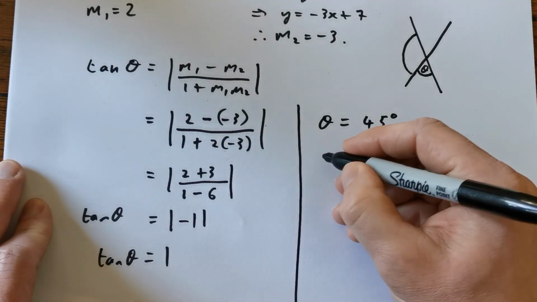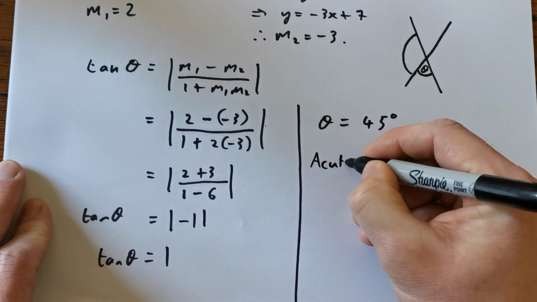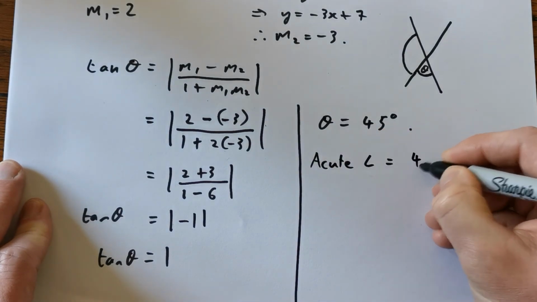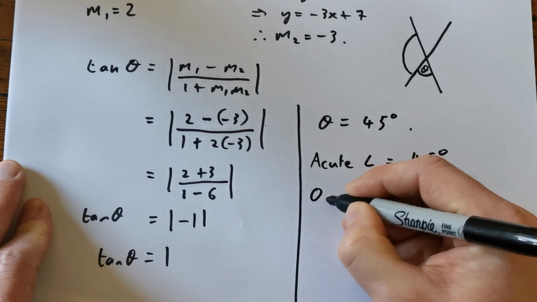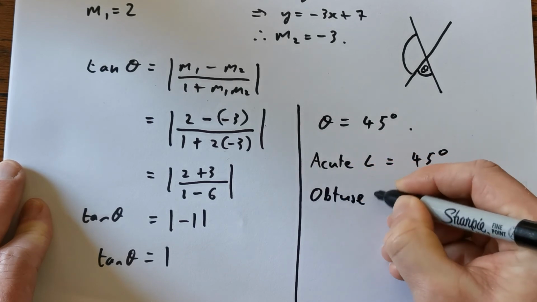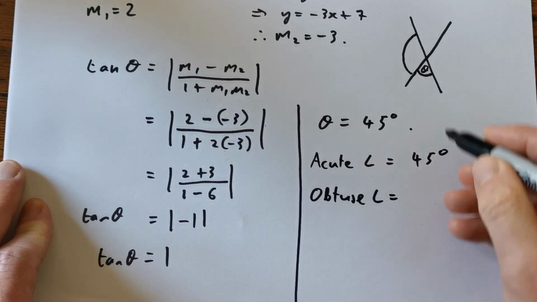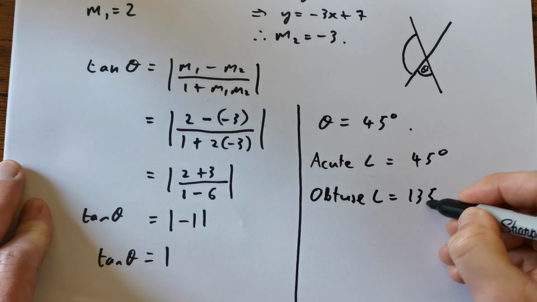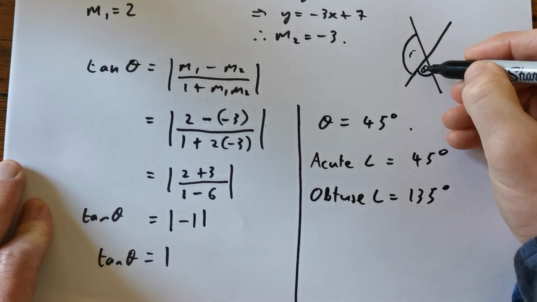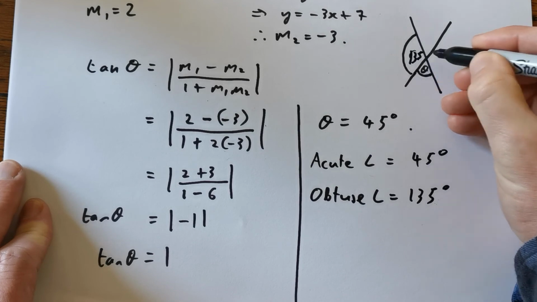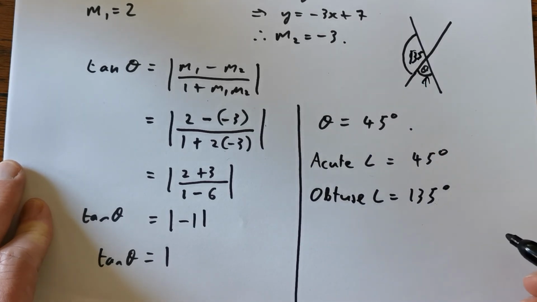The acute angle is 45 degrees. The obtuse angle is equal to 180 minus that. That'll be 135 degrees. So that angle in there would be 135. Okay, this one in here will be 45.